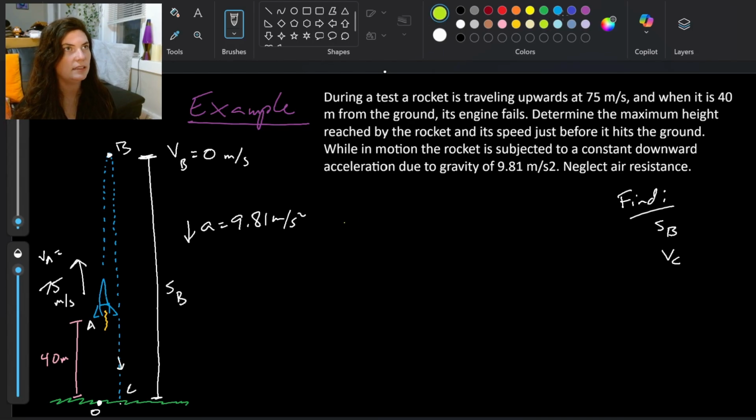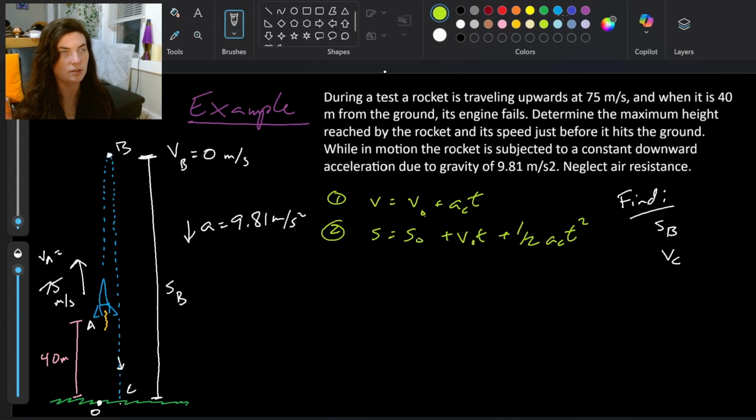And let's write down our handy dandy equations. We know this is a special constant acceleration case, so we can write down all of those kinematic equations that we had. The first one we had was v equals v naught plus at. The second one we had is s equals s naught plus v naught t plus 1/2 at squared.